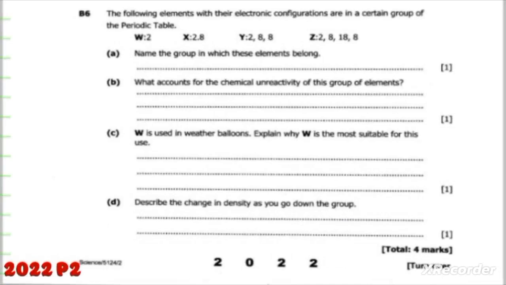Okay, we move to the next question, which is question B6. Question B6, the following elements with their electronic configurations are in a given group of periodic table. In a given group of periodic table, we have W 2, X 2, 8, Y 2, 8, 8, Z 2, 8, 18, and 8.